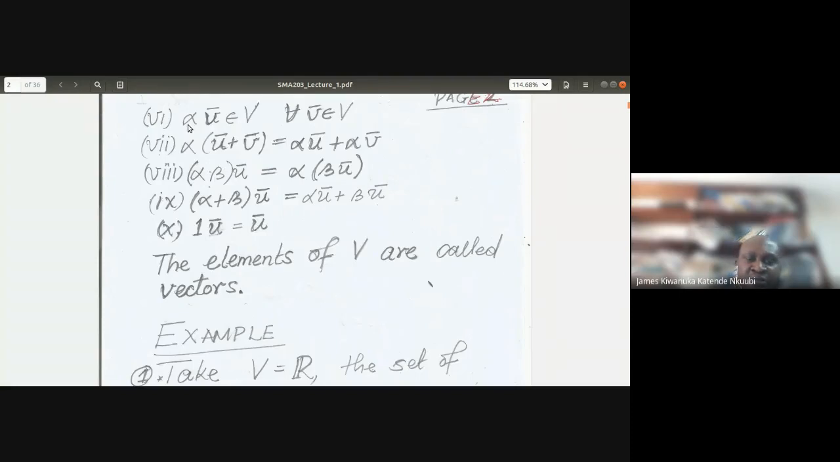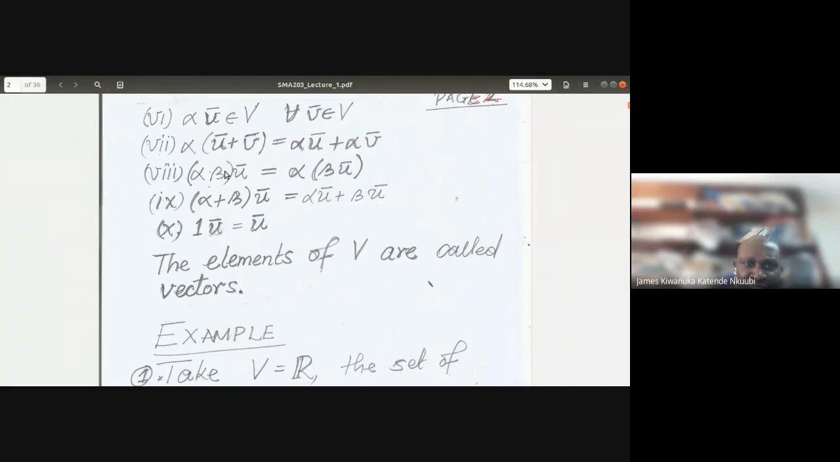So the properties, we have seen that if you multiply any vector, this is bar V multiplied by alpha, you will get another vector in V. It will still be an element of V. Now, the next property shows that the scalar multiplication is distributive over vector addition. That's property number 7. So if you multiply the sum of two vectors by alpha, then it's the same as multiplying each vector by alpha and adding them. So that's the 7th property.